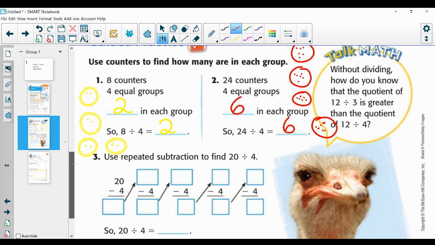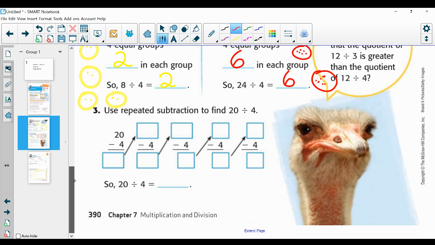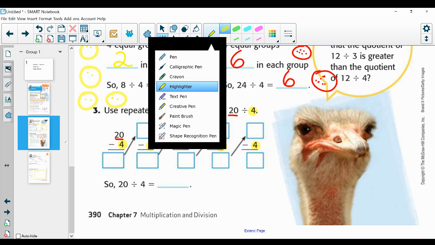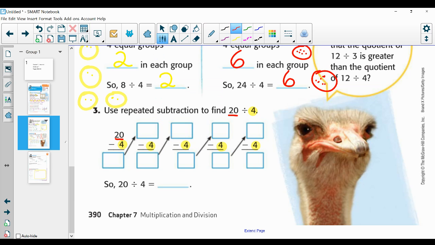Okay, repeated subtraction to find 20 divided by 4. So I have 20 for my starting number right here. My groups, I'm taking 4 out of each one. Oops, let me make that fatter. There we go. 4, 4, 4, 4, 4, 4 every time. Okay, so now I'm going to subtract. Oh, pause your video. Do it and then come back.